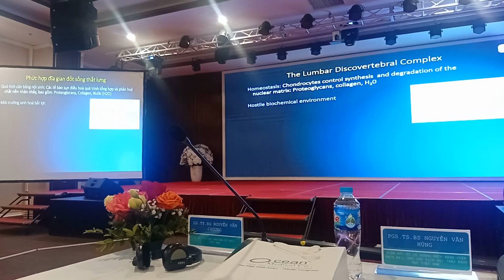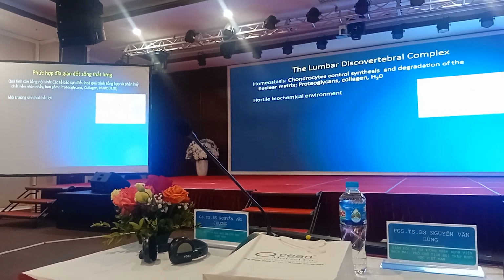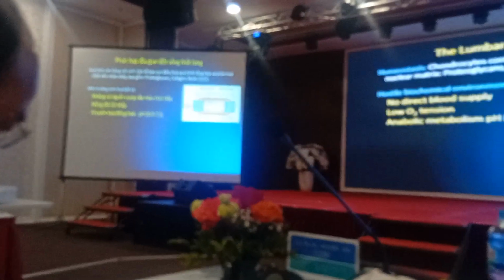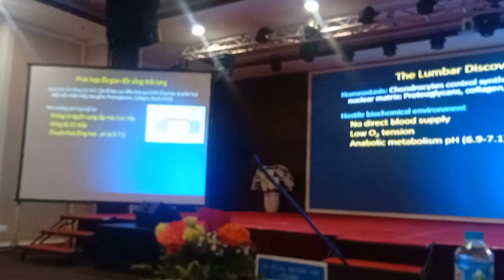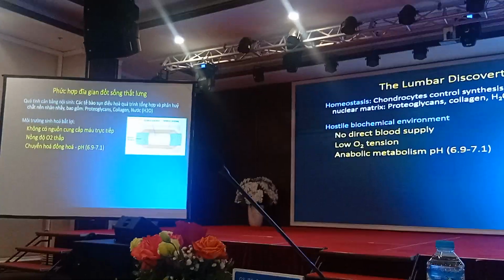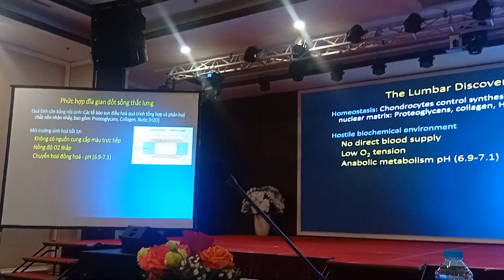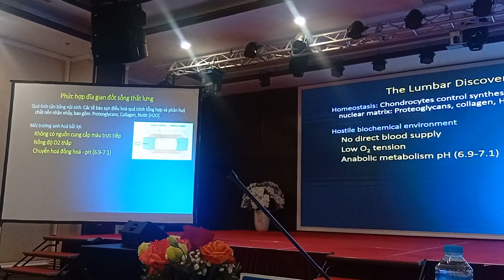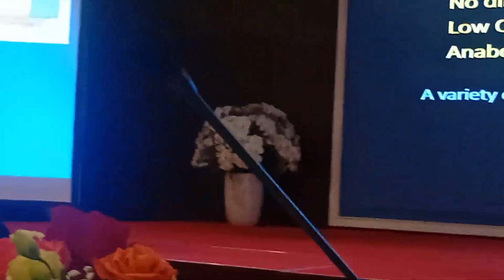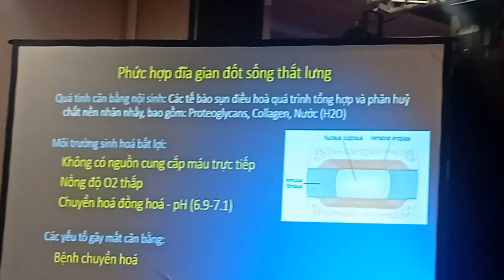But unfortunately, these chondrocytes live in a very nasty neighborhood. This is a hostile biochemical environment. There's no direct blood supply in the adult. All nutrients diffuse across the cartilaginous vertebral end plate. It has very low oxygen tension, and they essentially exist with anabolic metabolism. And any variety of insults can upset this homeostatic balance of synthesis and degradation.